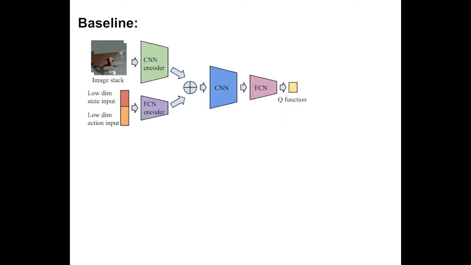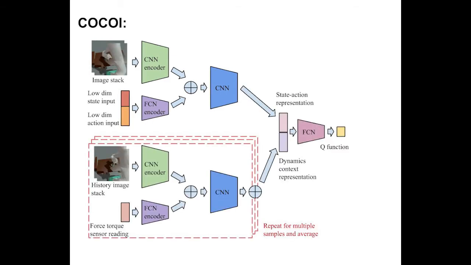In Q-learning, the baseline Q function takes current state and action and directly maps them to the predicted Q value. We propose to append another stream that takes in history samples and predicts the representation of the system dynamics context. We also propose a contact-aware history sampling method.